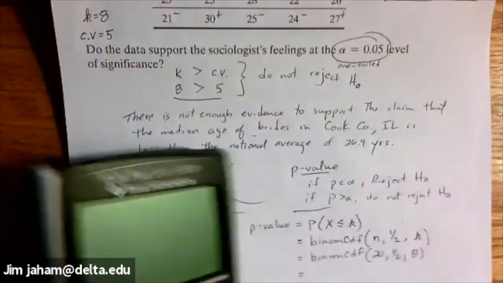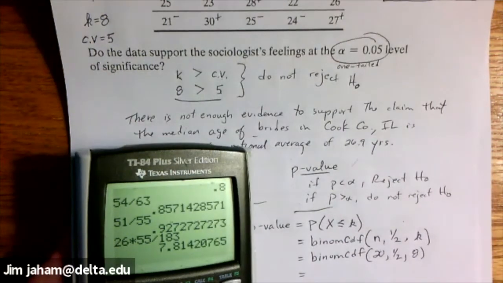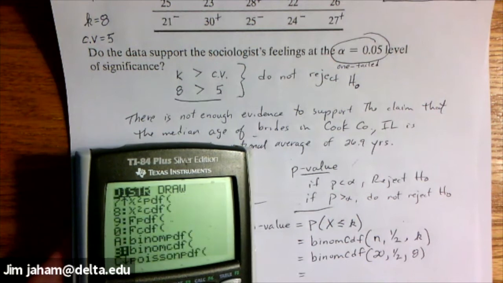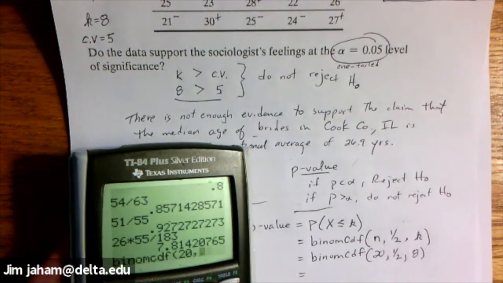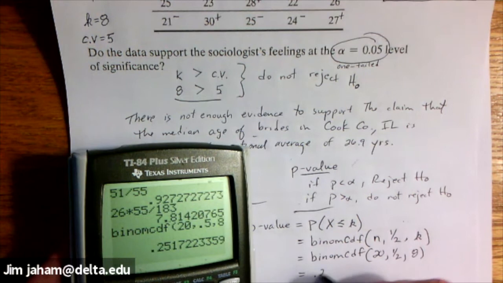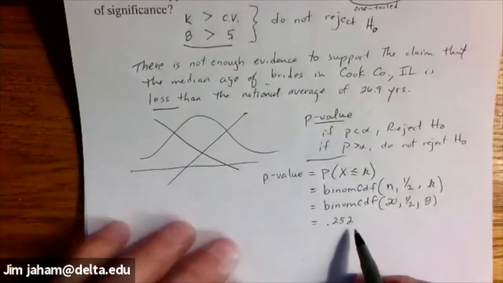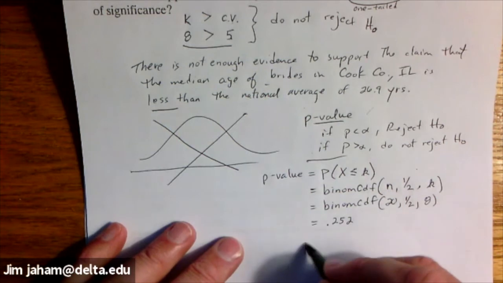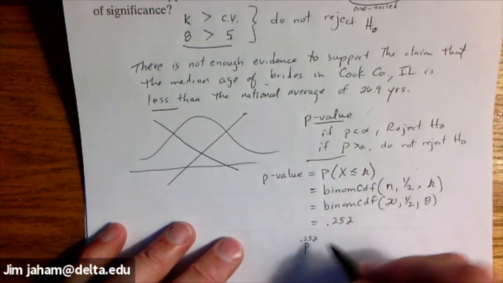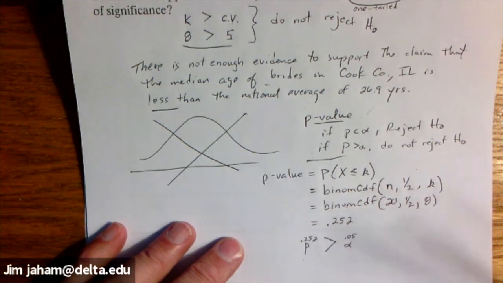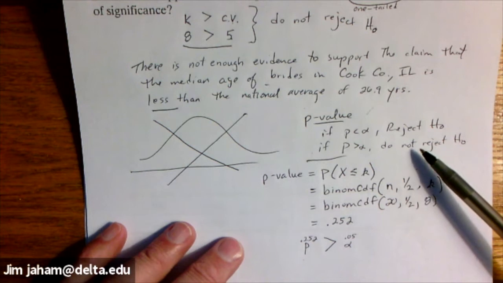So I'm just going to go ahead and calculate that here. Bring back binomial CDF, 20, 0.5, and 8. And that's 0.252. But what you need to see is that since p is 0.252 and alpha is 0.05, we have p greater than alpha. And when that happens, we do not reject the null hypothesis.